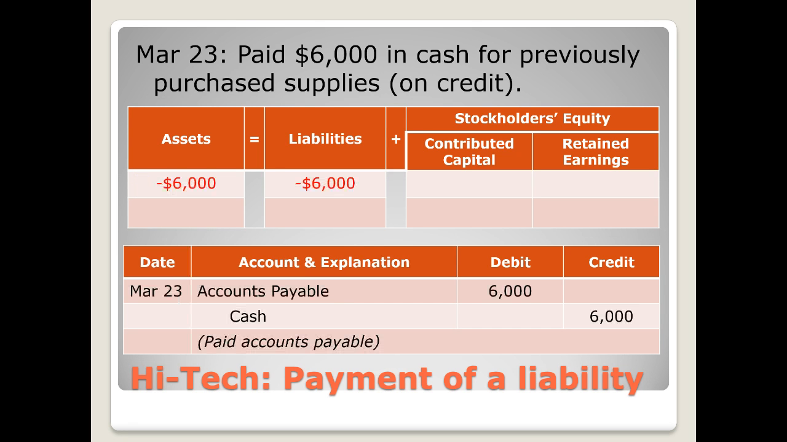Let's look at how we journalize that. We had a decrease in cash, which is a decrease in assets, a decrease in accounts payable, because they are paying back what they owe, so it's a decrease in a liability. A decrease in a liability is going to be a debit. Because remember, any increases to liabilities are credits, any decreases to liabilities are going to be debits. There's a debit to accounts payable on March 23rd. There is going to be a credit to cash because cash decreased, and that is because we paid off some of our accounts payable.